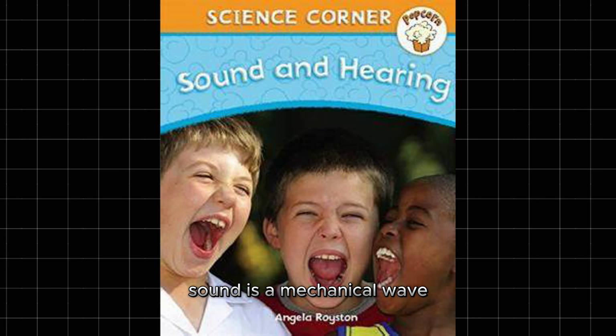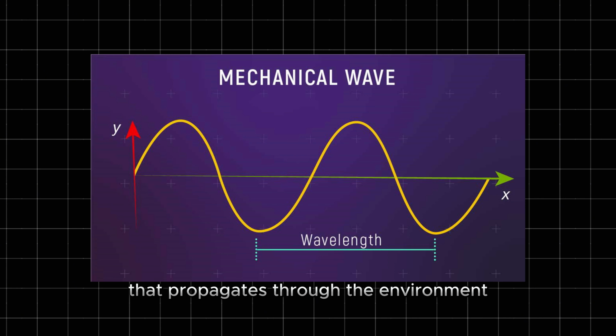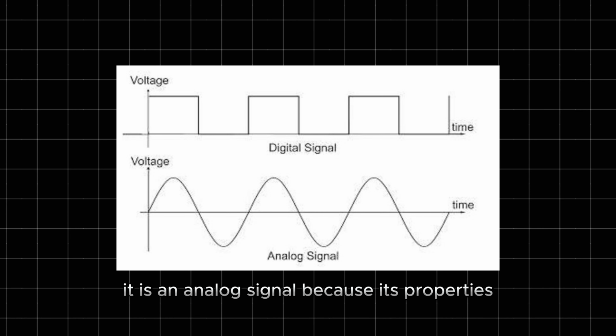So let's start with perhaps the most basic and the most necessary chapter, and that is sound. Sound is a mechanical wave that propagates through the environment. It is an analog signal because its properties, such as amplitude and frequency, change continuously over time.